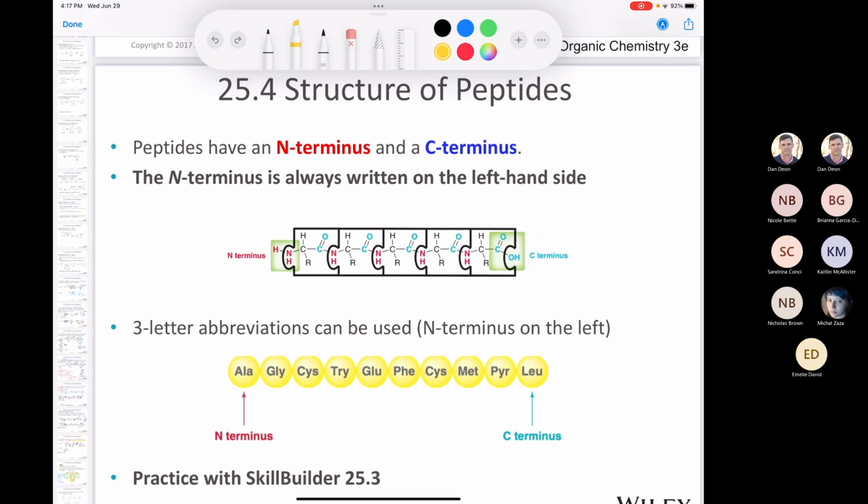But the bottom line is the N-terminus is always written on the left-hand side, and we're going to get some practice on that today. Even if we use those three-letter abbreviations, like you see here, we have alanine, glycine, cysteine, tyrosine, glutamine, phenylalanine, cysteine, again, methionine, the name escapes me at the moment. And then we have leucine. So again, the N-terminus is going to be on the left-hand side, and the C-terminus is going to be on the right-hand side.